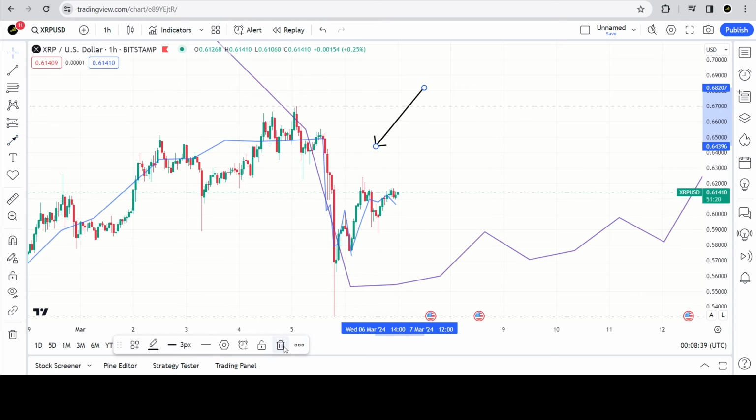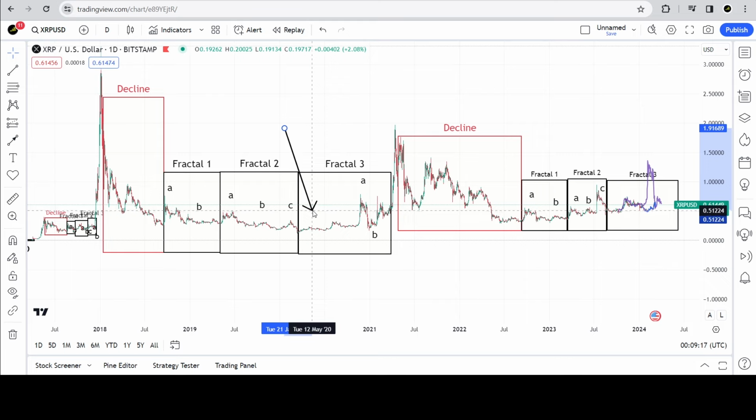Okay, let's zoom back out. Okay, so we're zoomed back out. I'd like to bring your attention to fractal 3.